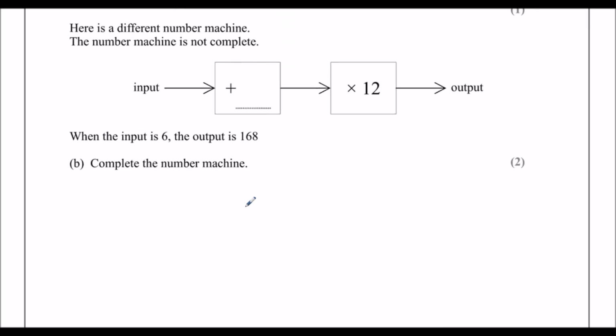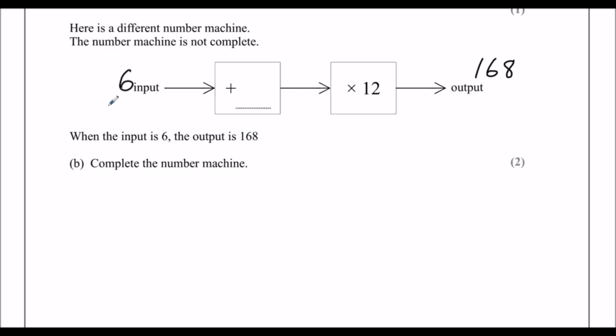Here is a different number machine. The number machine is not complete. So we put a number in, we add something to it, then times it by 12, and we get a number out. Find when the input is 6, so we put 6 in. So 6 plus something times 12 is going to give us 168. Complete the number machine. So if we do 168 and divide it by 12, so do the opposite, we'll find out what the number was halfway through.